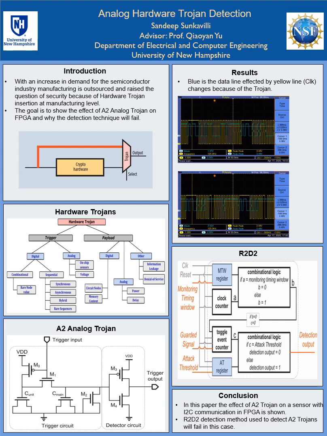R2D2 is the most prominent technique available for A2 analog Trojan detection in ICs. In this detection technique, certain signals are guarded and an interrupt is generated when these signals are toggling above a threshold frequency. This detection technique will fail because, first, we cannot guard all the signals on an FPGA board.